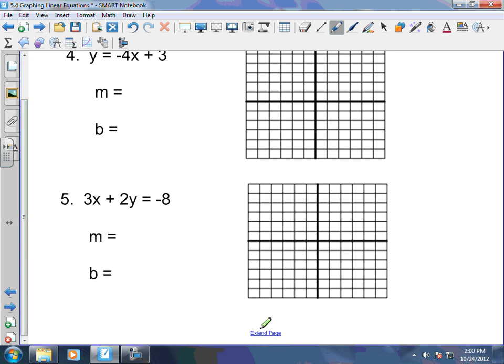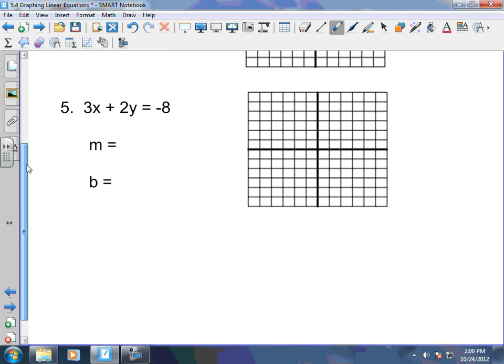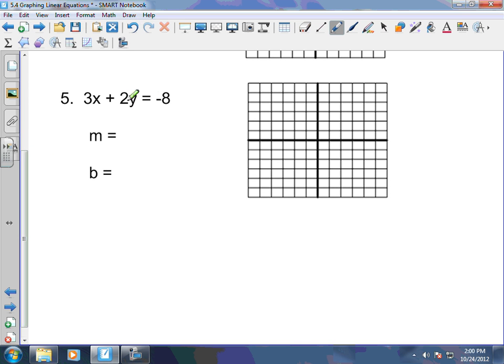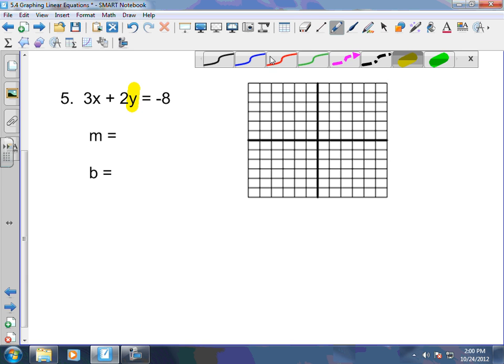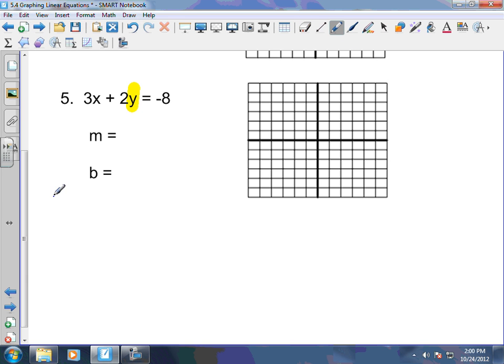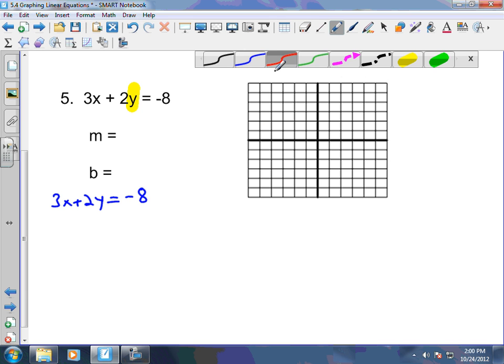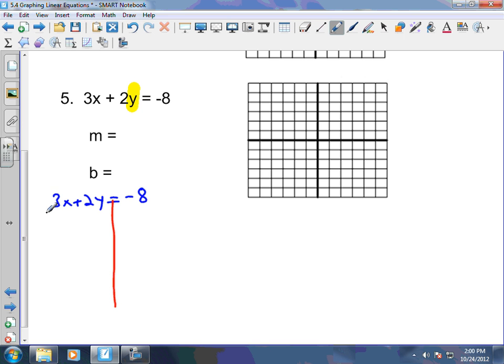Is number 5 in slope-intercept form? No, I know it's not in slope-intercept form because my y is not isolated. So now I've already showed you how to isolate it. Let's just go ahead and do it again. 3x plus 2y equals negative 8. First thing I have to do is move my 3x. It's positive, so I subtract it to both sides.